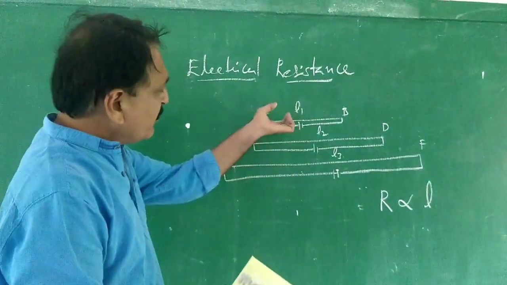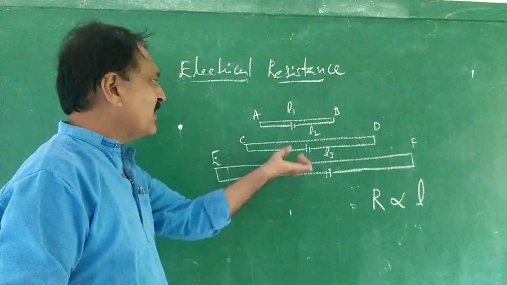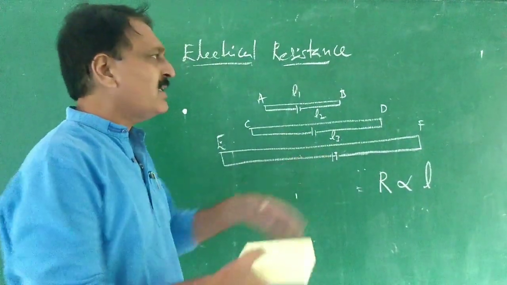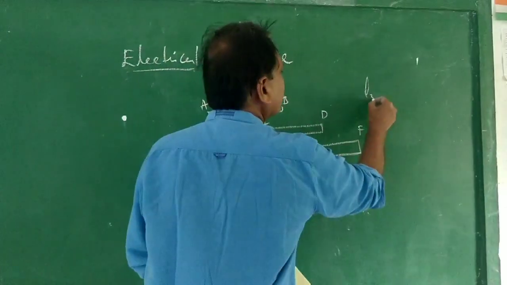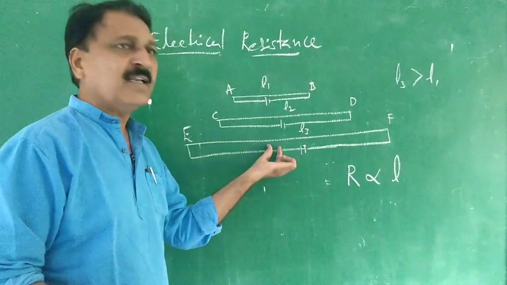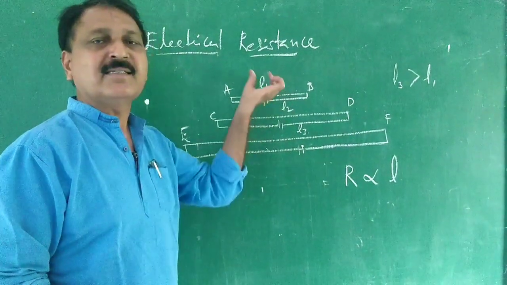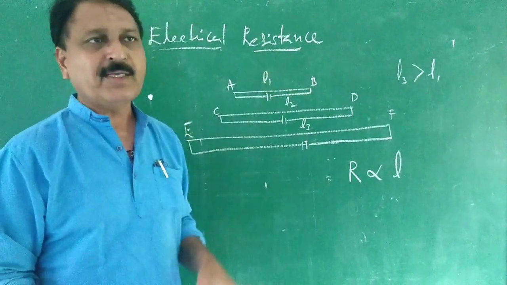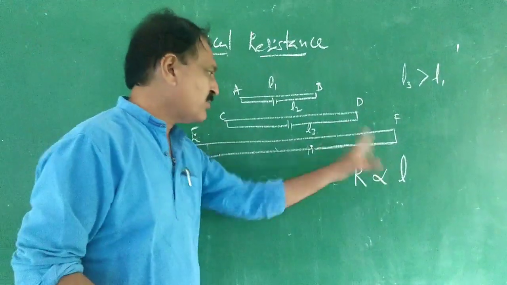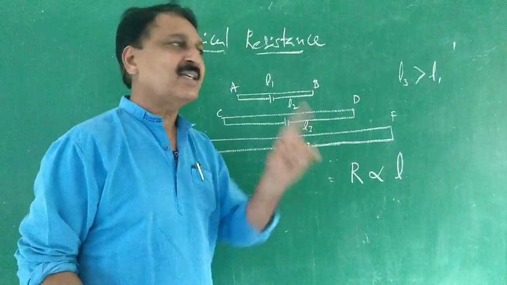The same, using the same copper wire but of different lengths. It is L1, here the length is, here it is L3. L3 is greater than L1. So the resistance of the last wire is greater than the resistance of the first wire. So what I want to tell you is, the resistance is directly proportional to the length of the conductor. That is the first point.